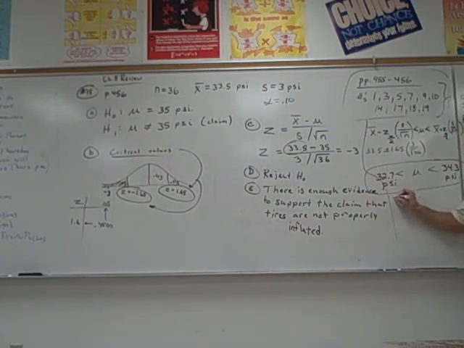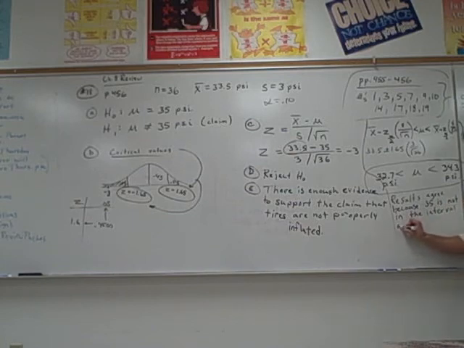So we're going to say that our results agree, and they should always agree. If we do both methods right, they should always agree. Results agree because 35 is not in the interval. And we rejected the null.